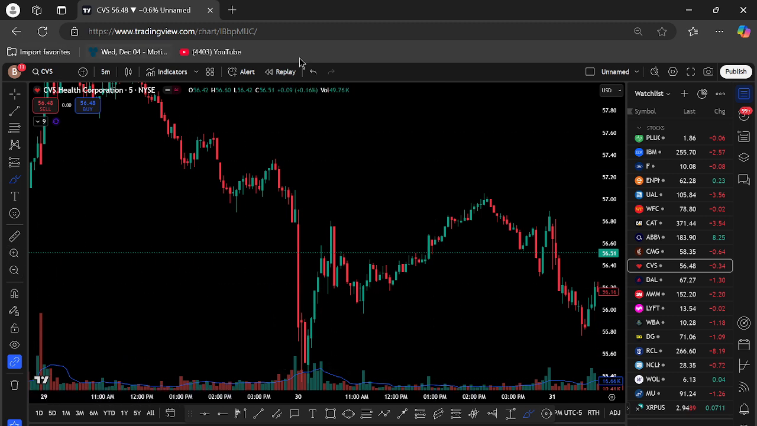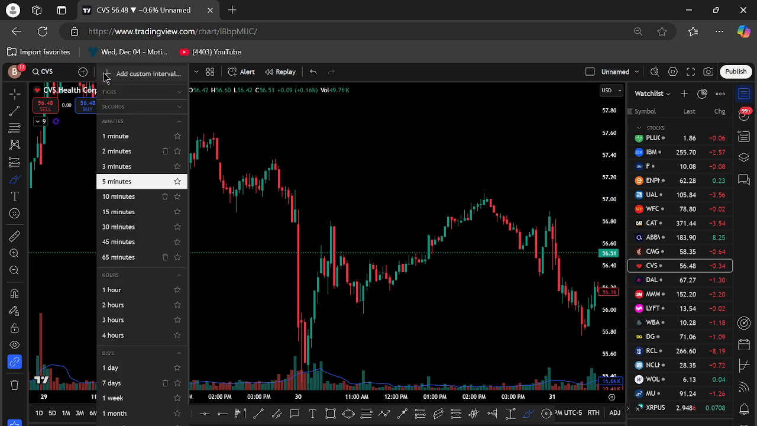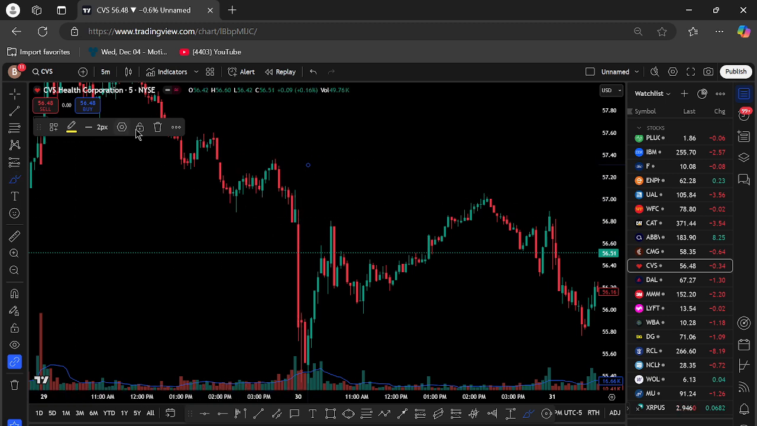So when we look at a chart, this is pretty much a chart. This is a 5-minute chart. When you go on here, you can change the ticker, the minutes, the hours, the days. Each one will give you a specific timeline, so each candle will represent whatever you're clicking here. For this example in this video, we're using a 5-minute candle, so each candle is 5 minutes. We're going to use CVS as our stock.